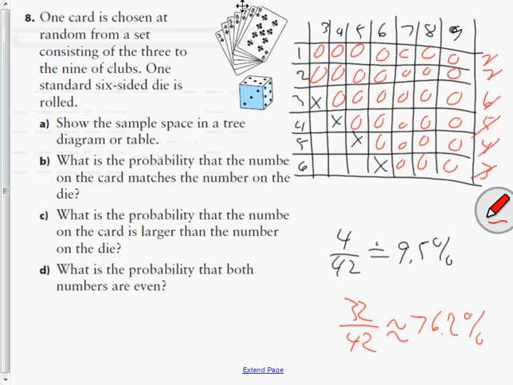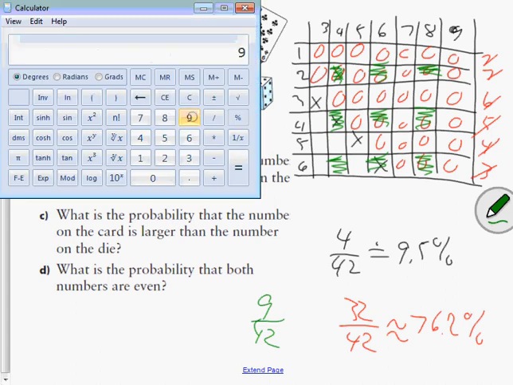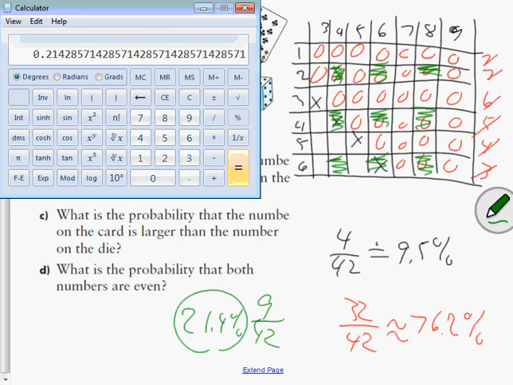And finally, what's the probability that both numbers are even? Here I'll use the green. So even numbers would be 4 and 2 are both even. I guess I'll just shade them like this. 4 and 2, 4 and 4, 4 and 6, 6 and 2, 6 and 4, 6 and 6, 8 and 2, 8 and 4, and finally 8 and 6, which means there are 9 chances out of 42. 9 chances divided by 42 is 21.4% probability.